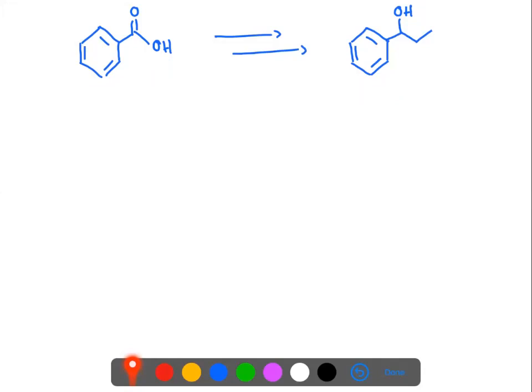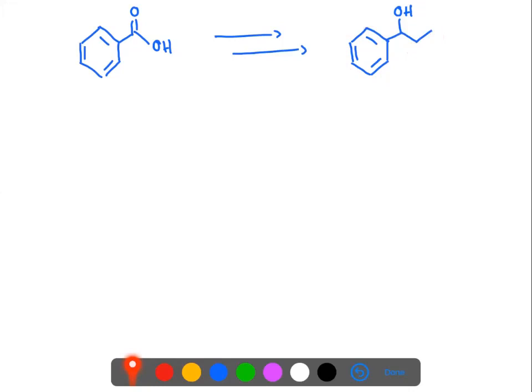Now again, the first thing that you always want to do in starting these synthetic route questions is to count the carbons in your carbon skeleton. In our starting material, we have our benzene ring, and then benzoic acid contains a single carbon. Whereas in our target alcohol, we have our benzene ring, but we have 3 carbons in our target compound. And so this tells you right away that a carbon-carbon bond-forming reaction will be required at some point during this synthesis.